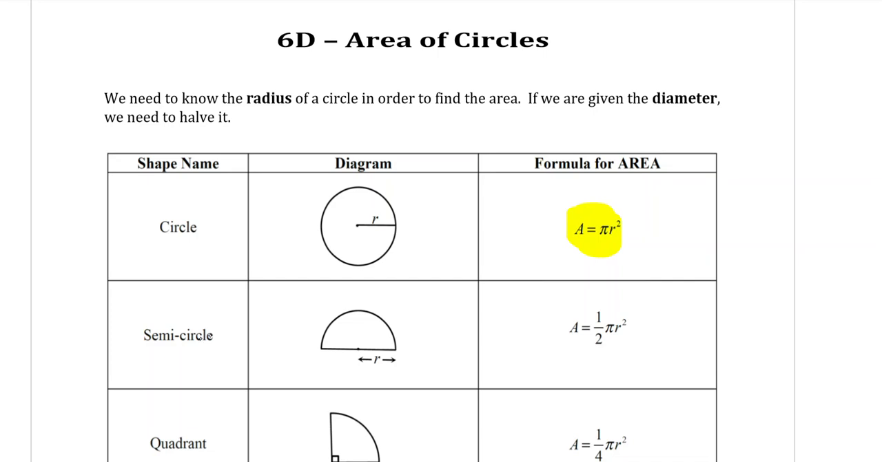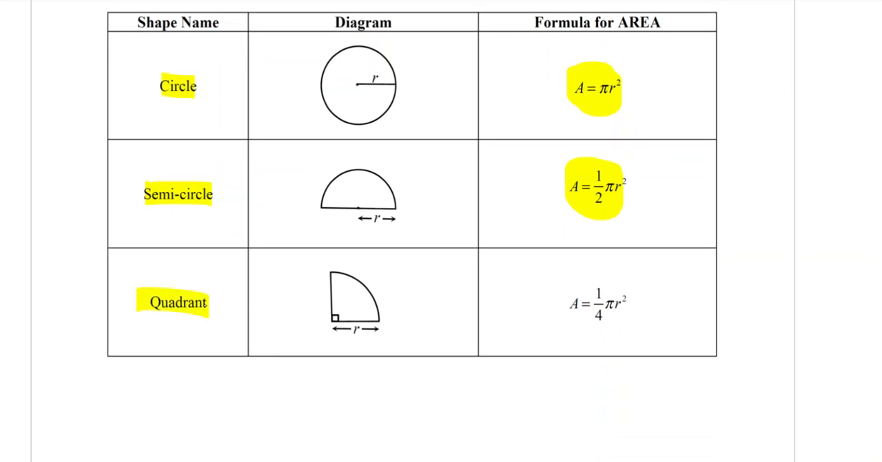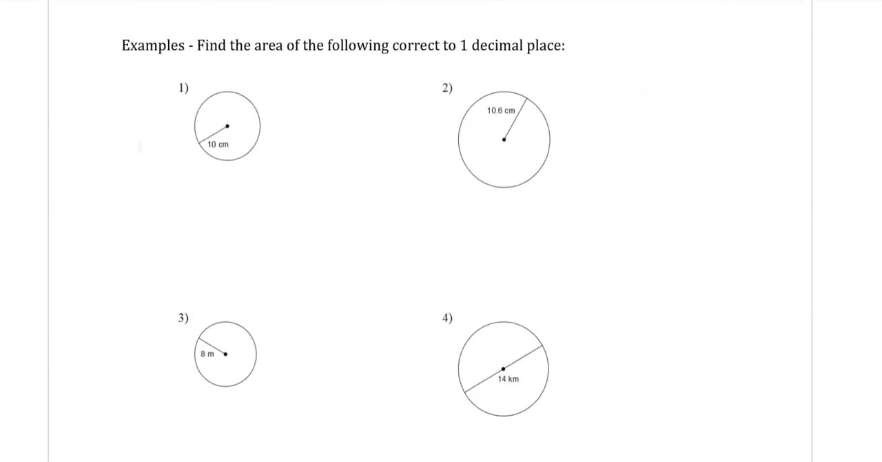If we have a semicircle, which is half of a circle, we put a half in front of it, so it's half of pi r squared. If we have a quadrant, which is a quarter of a circle, we're going to have a quarter of pi r squared. Okay, find the area of the following correct to one decimal place.